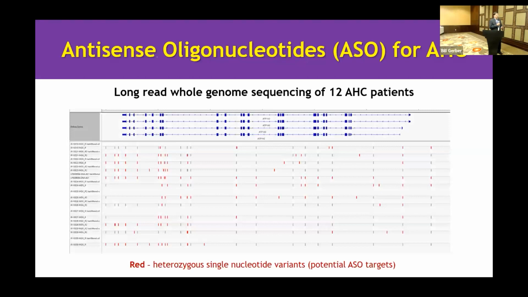And so with the help of Illumina, we acquired whole genome sequencing on 12 individuals with AHC, and these were 12 people for whom we had iPS cell lines, so it made sense. And this is a figure that simply represents the structure of the gene at the top, multiple copies of the structure. And below here are these lines that indicate the position of variants in the gene that are potential ASO targets. The red ones are ones in individuals that are heterozygous, meaning there's only one copy of the variant.